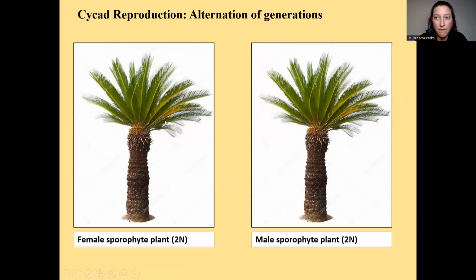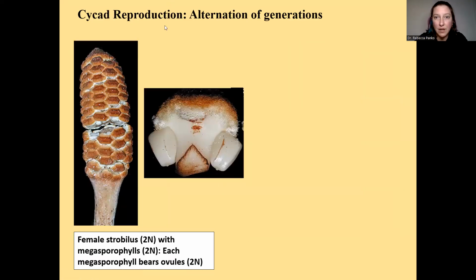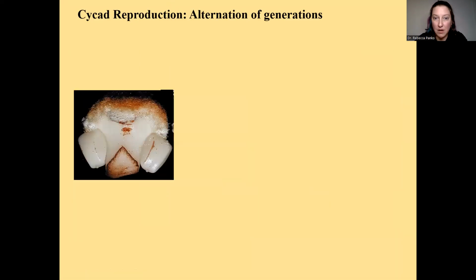Here's a female sporophyte plant. On the left, on that female sporophyte plant are strobili with leaves, and the leaves have ovules on them. So the ovule is part of the sporophyte plant. But inside the ovule is that Microsporangium where the female gametophyte will grow.